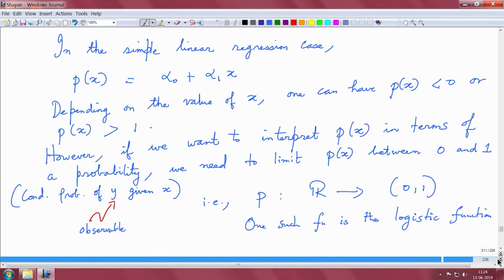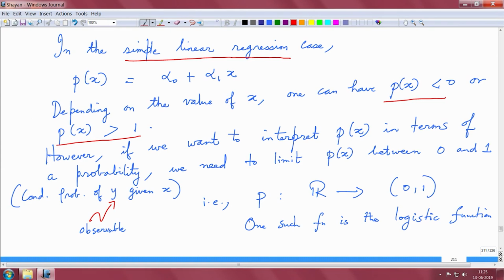Let us get started with a simple linear regression case. p of x is alpha naught plus alpha 1 x, where x is the predictor variable. Now observe that, depending on the value of x and these coefficients alpha naught and alpha 1, one can have p of x less than 0 or p of x greater than 1.